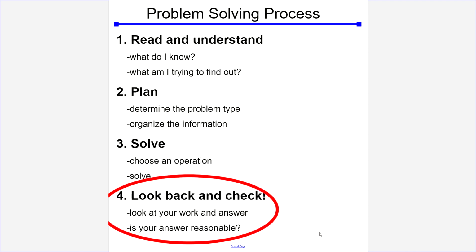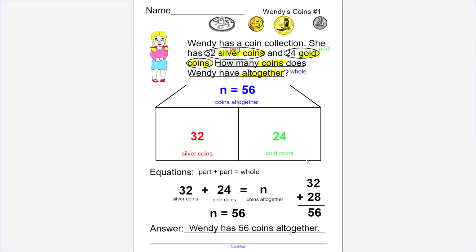The last thing we need to do when solving a story problem is look back and check. We need to look at our work and answers and ask ourselves, is our answer reasonable? I always start by looking at my bar diagram and making sure that the numbers in my bar diagram match the story problem. 32 silver coins, yep, that matches the story problem. 24 gold coins, yep, that also matches the story problem. Then I take a look at the equation I wrote. My whole was missing, so I added part plus part equals whole.